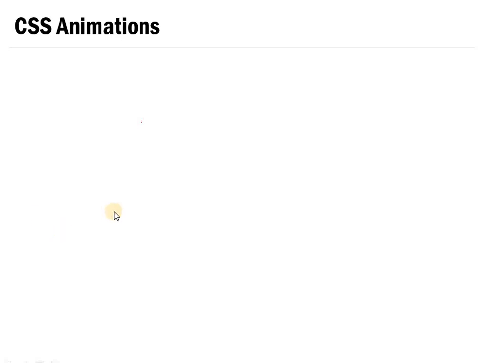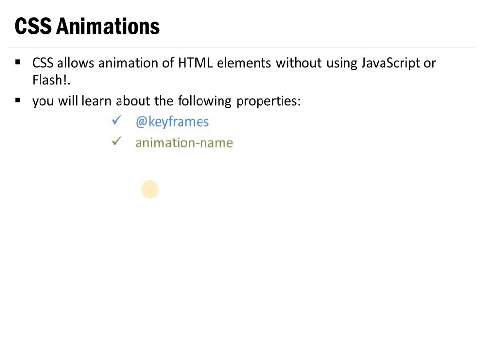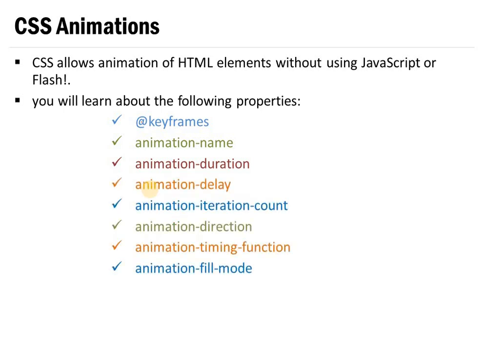Topic is CSS animation. This module of CSS3 allows animation of any HTML element without using JavaScript or Flash. In this module, you will learn about various properties related to animation, like @keyframes, name, duration, and delay. These are all very important properties related to animation, and they are very easy to use.